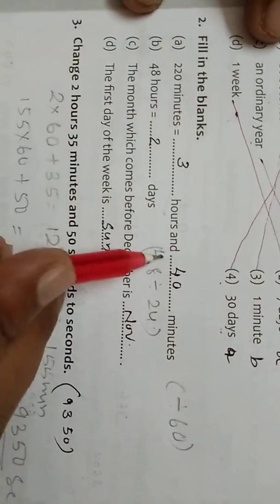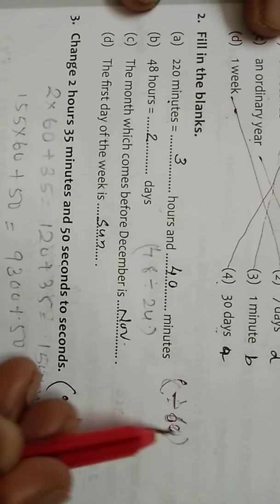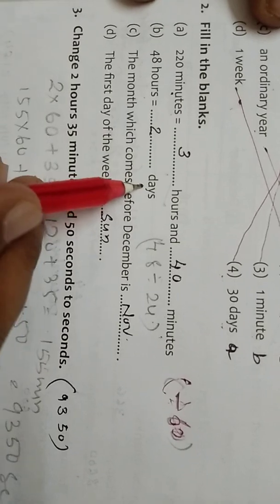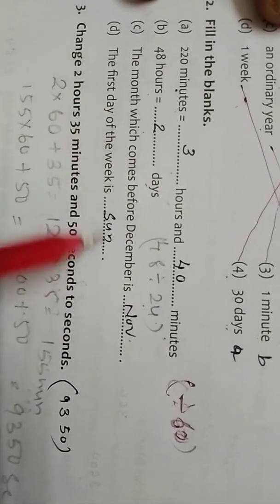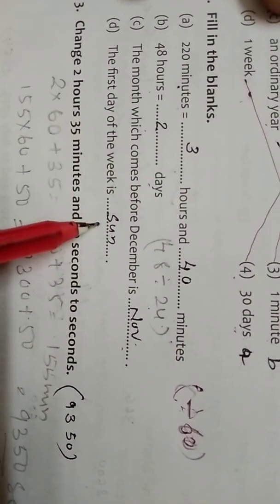Next is fill in the blanks. 220 minutes equals dash hours and dash minutes. That means 220 minutes we have to divide by 60. Then you will get 3 hours 40 minutes. 48 hours equals dash days. Divide 48 by 24, you will get 2 days. The month which comes before December is November. The first day of the week is Sunday.